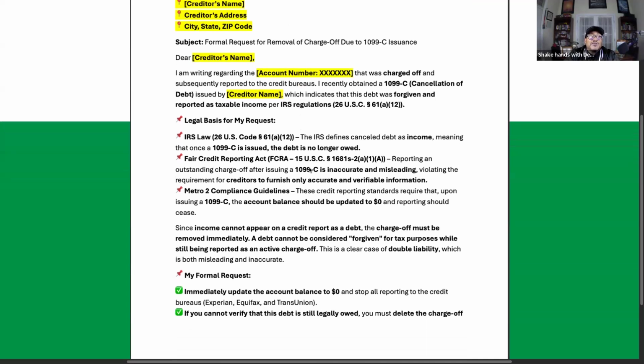Then you want to scroll down here. I gave all of those laws, and the reason I was going through some of those laws is that they are what's cited on your actual letter that's going to get this removed, okay?